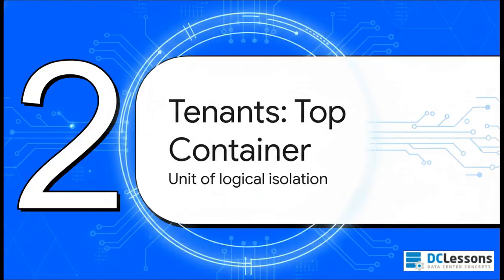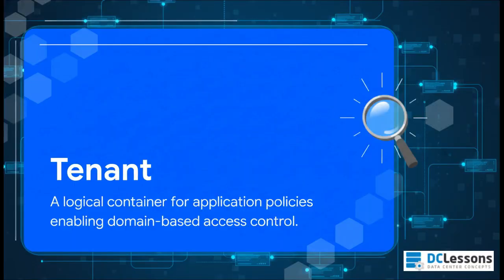Okay, so let's start at the very top of that pyramid with the tenant. This is the highest level building block you can have. It's really the foundational container for pretty much all networking and security policies inside the ACI fabric. So the official definition is that a tenant is a logical container for application policies that lets an admin exercise domain-based access control. Okay, that sounds a little academic, right?